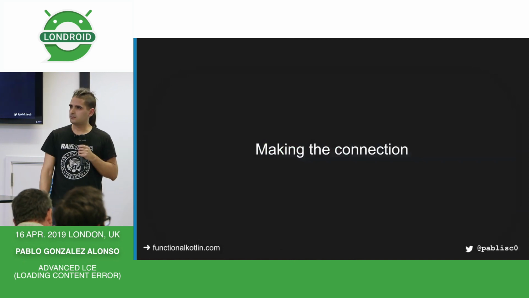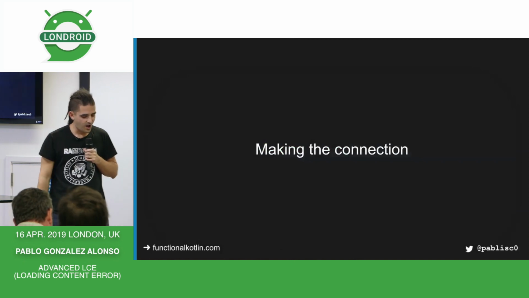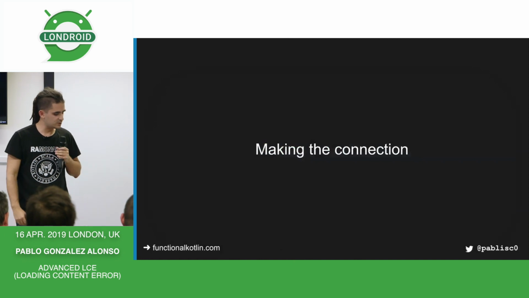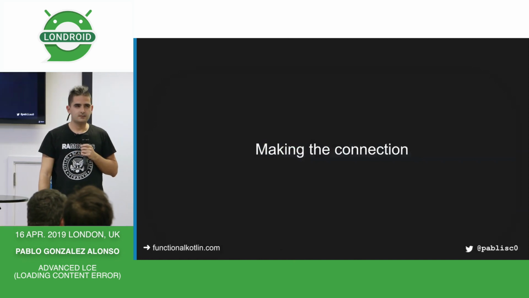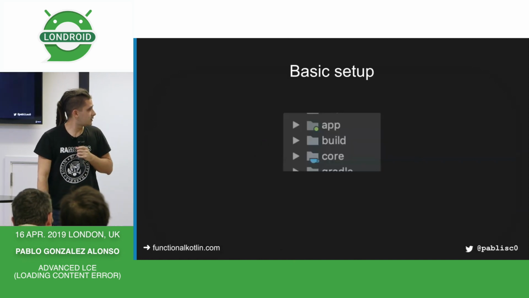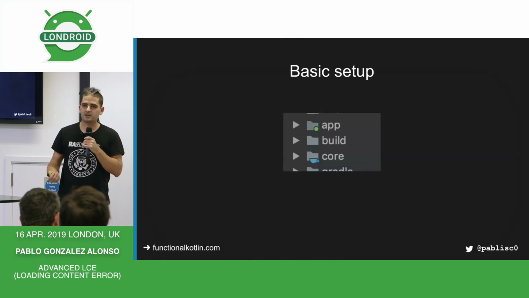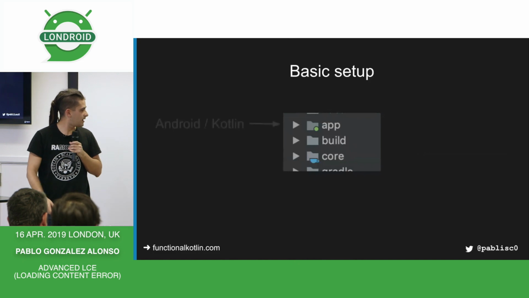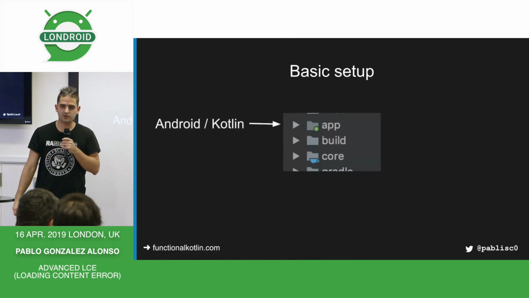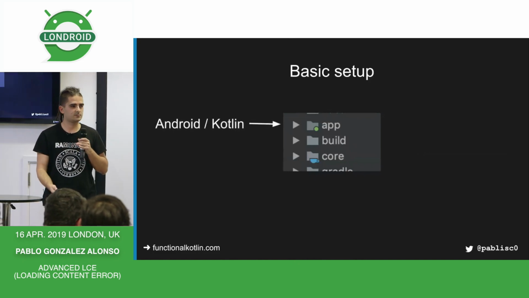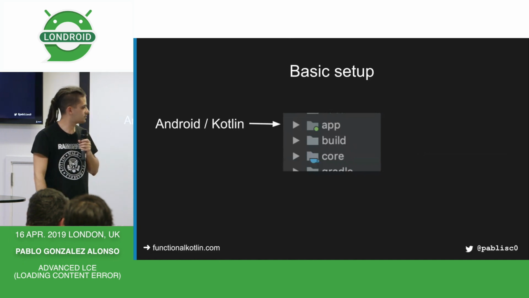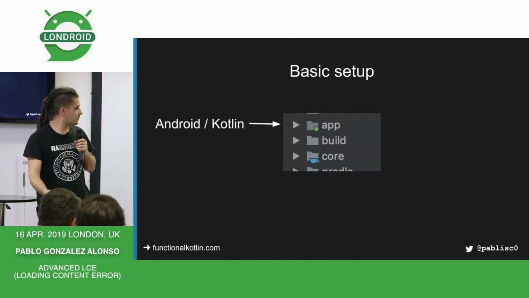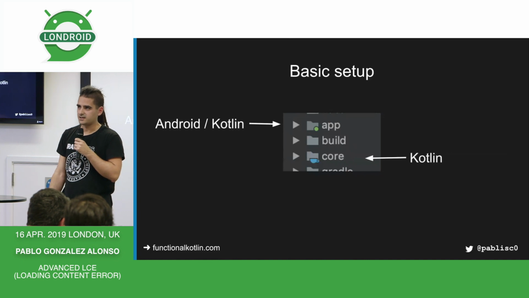So how are we going to make the connection in between the two layers that we have? Is that the right order? Yeah. So the setup I had on this project, probably you've seen this often, you have app and you have core. App is an Android with Kotlin project module, well, depends who you talk to. And core is plain Kotlin basically.